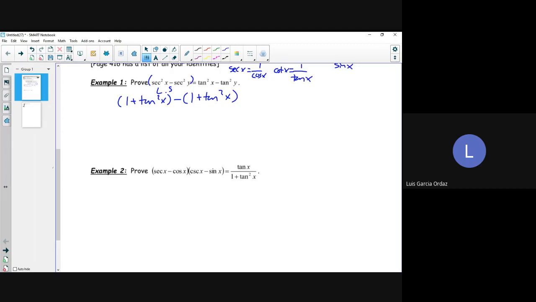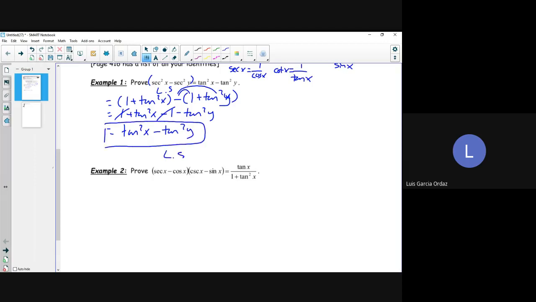So now what we have to do is we're going to flow the negative into our bracket over here. Sorry, this is a y. So we get 1 plus tan squared x minus 1 minus tan squared y. So when we simplify it, the 1's cancel each other out. And we're left with tan squared x minus tan squared y, which is what we wanted. We got the left side is equal to the right side.